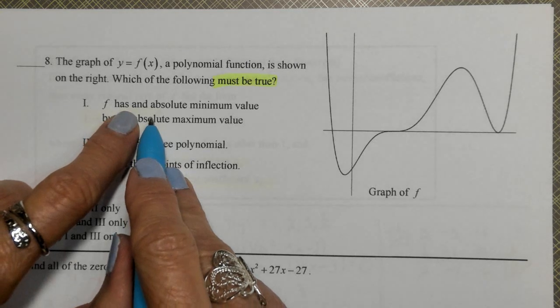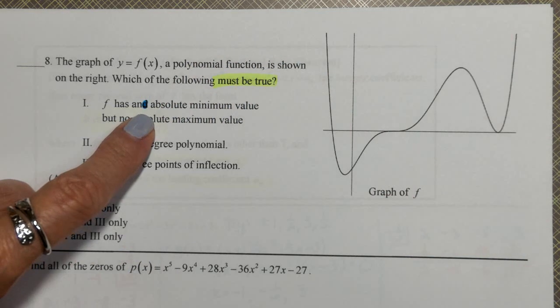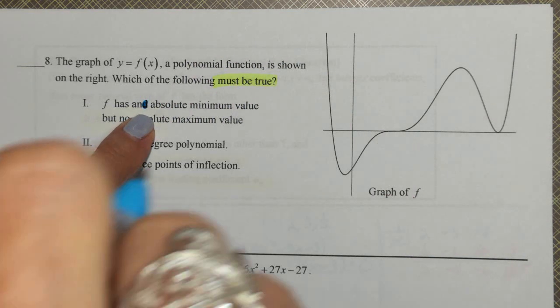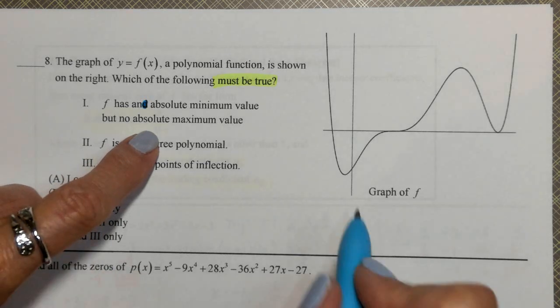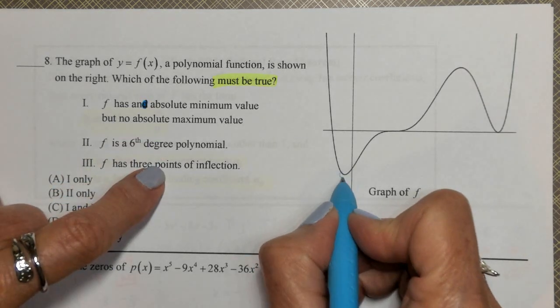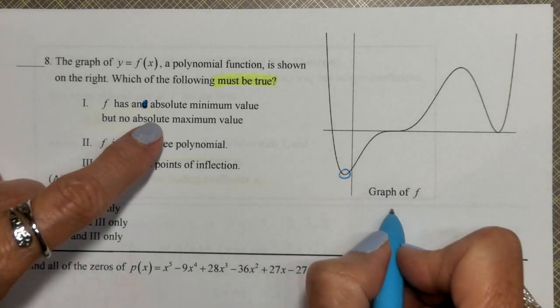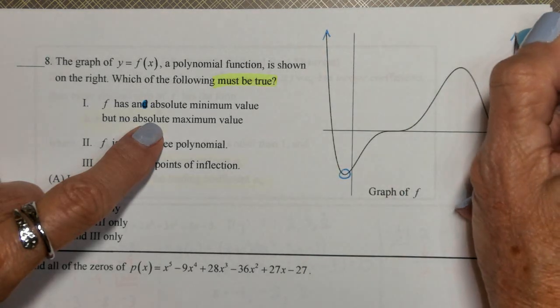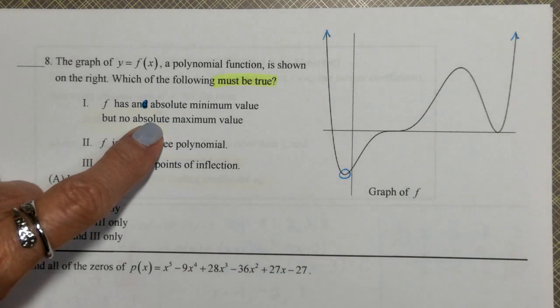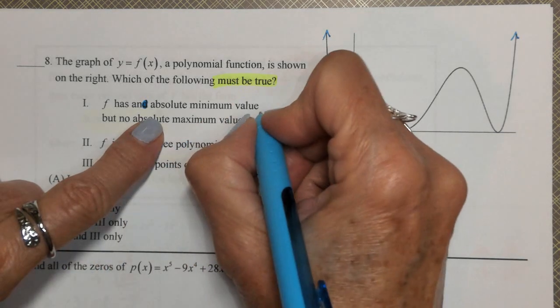F has, a little typo here, I'm going to need to get rid of that on your sheet. F has an absolute minimum value, but no absolute maximum value. Well, I see the absolute minimum value, and it's right here, whatever value that is. It exists. Does it have a maximum value? No, it does not, because those go to infinity. So there is no maximum value. So this must be true.